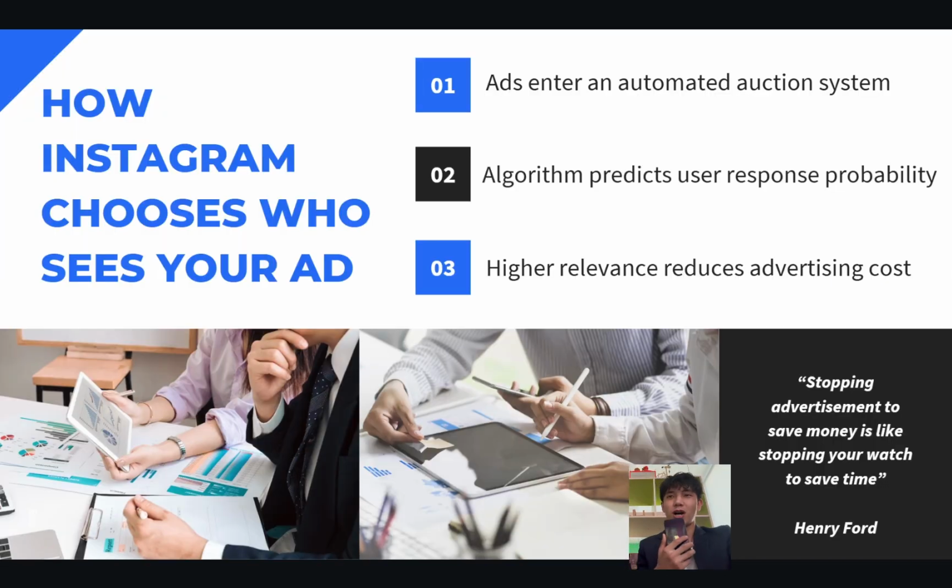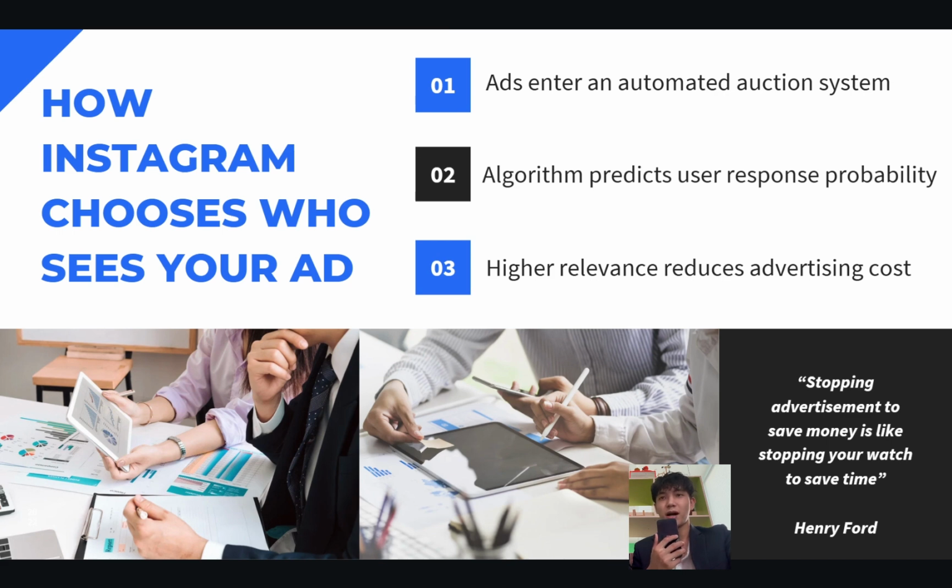Now let's talk about how Instagram chooses who sees your ads. Many people think Instagram just shows ads randomly, but that's not actually true. Instagram uses an automated system where ads compete with each other every time an ad is about to be shown. The platform tries to predict how likely a user is to interact with each ad. It looks at relevance, interest, and expected engagement. Ads that are more relevant to the users usually get shown more often.